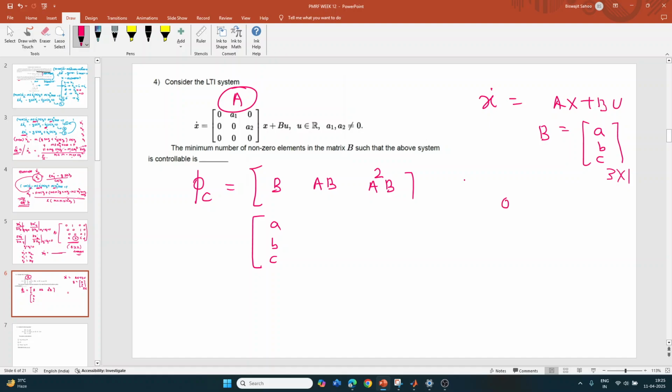A equal to 0, a1, 0. Multiply here, just multiply A into B, where B is a, b, c. You can write down here like that. Multiply this: 0 into a is 0, a1 into b is coming, 0 into c is 0. So the first element is a1 b. Similarly, the second element you multiply: 0 with this, and this, so this is 0, and a2 into c. Next, what is the next element?